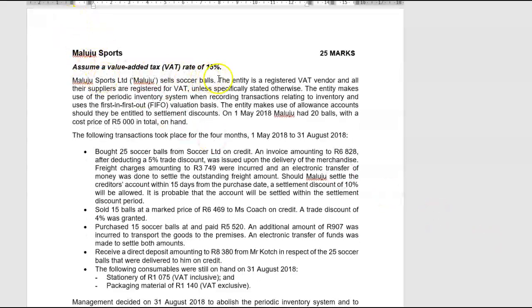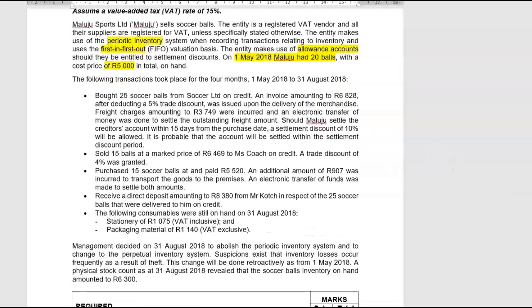Okay, Maluju Sports sells soccer balls. The entity is a registered VAT vendor and all their suppliers are registered for VAT unless specifically stated otherwise. The entity makes use of the periodic inventory system when recording transactions, and they use the first in, first out method of inventory valuation. The entity makes use of allowance accounts should they settle if they are entitled to that, and on 1 May they had an opening balance of 20 balls with a total value of 5,000 rand. Good. The following transactions took place in the 4 months 1 May 2018 to 31 August 2018.